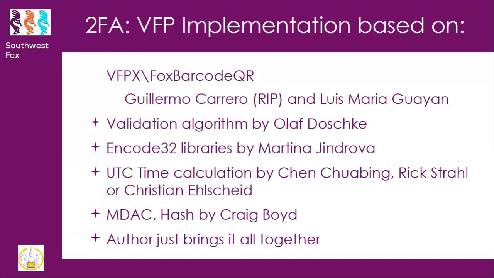When you look at them, you might think that you'd do some parts differently using private variables that remain in scope, but they work, and I haven't messed with them. And the UTC time calculation is either done by Chen, by Rick Strahl, or as part of that DLL I showed you. MDAC and hash by Craig Boyd. All I've done is bring it together in a few lines of code, and any of us can implement that into our systems with relative ease. There's no phoning home. There's no excuse for phoning home. We don't.